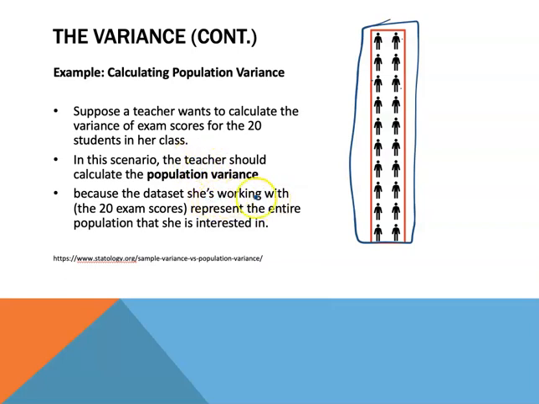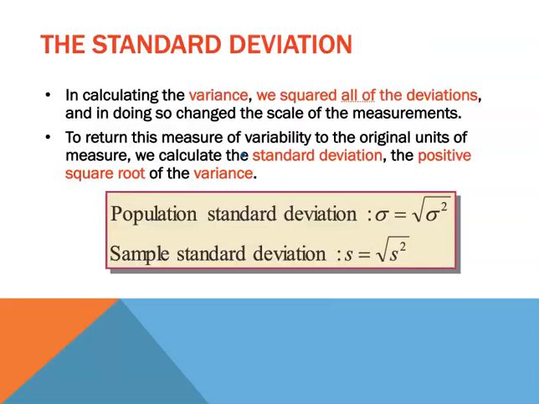Because the data set she's working with, which is the 20 exam scores, represents the entire population that she is interested in. So she should use the population variance equation. Okay, so we talked about variance, and for the population variance, it was this guy.